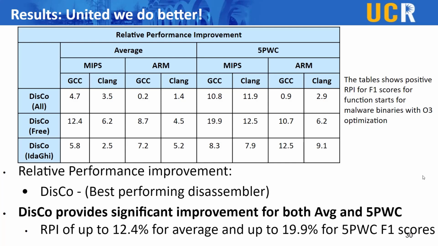So in this table, we are showing you the RPI values, the relative performance improvement values, for the different kinds of DisCo versions. For example, we can combine all the 5 disassemblers for a DisCo All version, or just the free disassemblers for the DisCo Free version, or just IDA Pro and Ghidra. But what we want you to notice here is that all the values are positive. That means the RPI, or the relative performance improvement, is always positive when you combine disassemblers. And this is because disassemblers inherently have complementary capabilities. So the main idea here is that if you combine disassemblers, you will get superior disassembly capability.